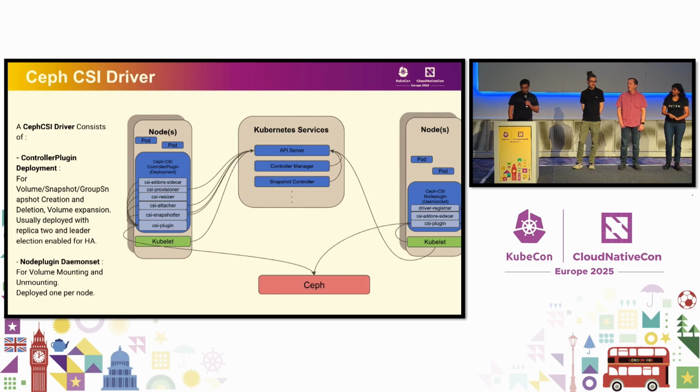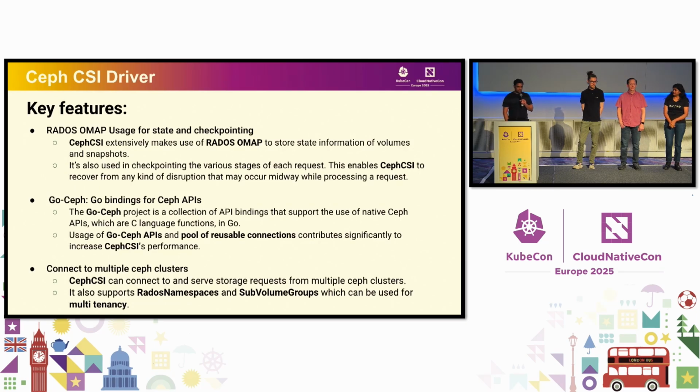Wherever you want to mount the PVC to your application, we need to run the node plugin pod, which is responsible for mounting and unmounting the PVC. They run as a daemon set, one per node. There are a few key features of the CSI driver. We use OMAP extensively for state maintenance in Ceph CSI. Even if it restarts, we don't want to leave any garbage values.